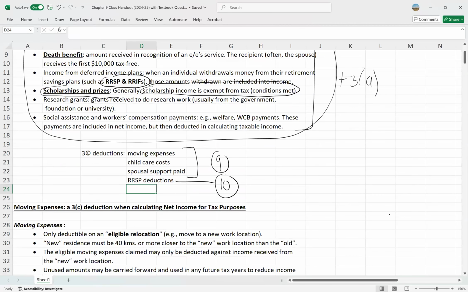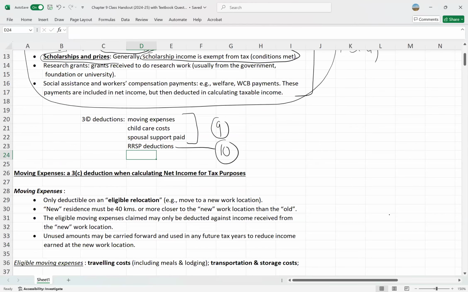Moving expenses are a 3C deduction when you're calculating net income for tax purposes. Now, there are certain conditions that must be met in order for the moving expenses to be deductible. So it has to be an eligible relocation. Basically, you have to be moving to start a new job. Now, it could also be if you're, let's say, starting school in another city, that would be eligible as well. But generally speaking, you would be moving to start a new job.